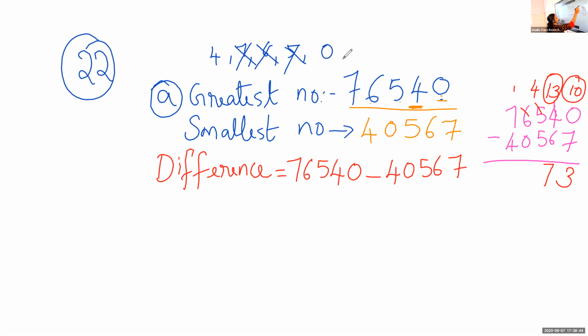So what will I do? I will borrow again from 5. Here 14 minus 5 is 8. Count again and check whether it is correct or wrong. Ma'am, 14 minus 5 is 8. 8 plus 5 is 13, not 14.